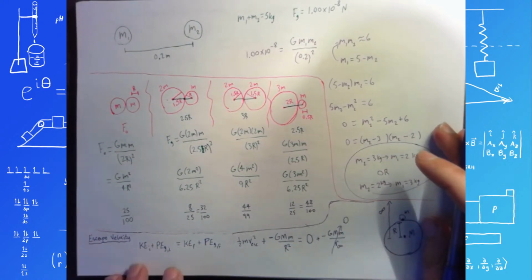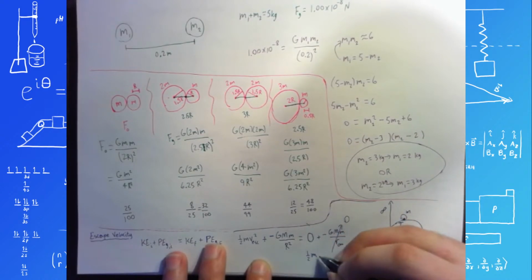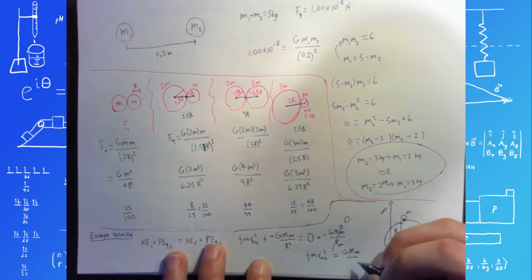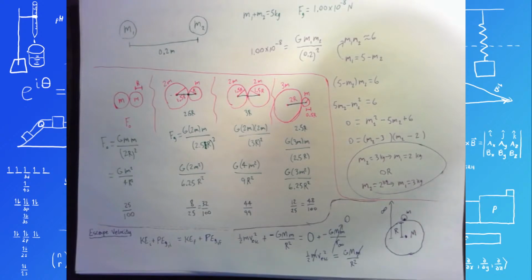If we just add this over to the right-hand side, then we have 1/2 m v escape squared equals big G, big M, little m over R squared. The mass of the object cancels out. You've probably noticed a pattern with this today, that the mass of the smaller object tends to cancel out a lot, while the mass of the larger object tends to stay in the equation. We'll see more of that when we discuss planetary motion.